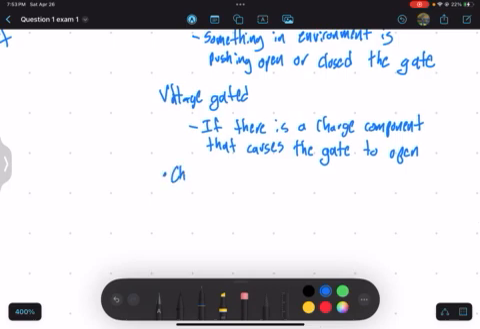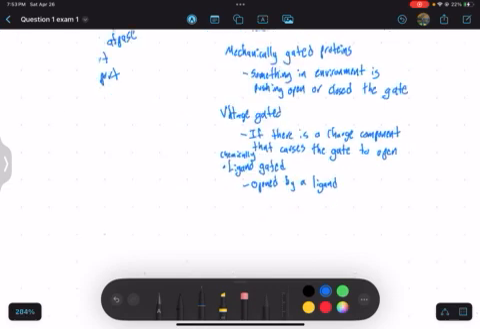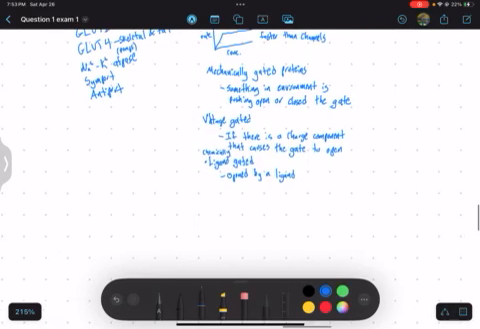Then we have ligand gated, also known as chemically gated. And these are proteins which are opened by a ligand. A ligand is a specific molecule in which the receptor on the gate will pick up that specific molecule.